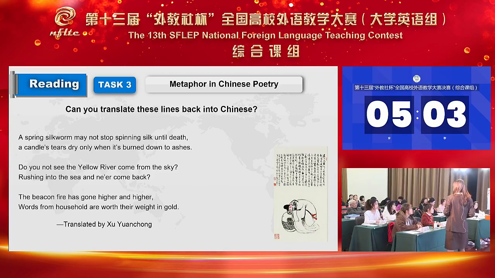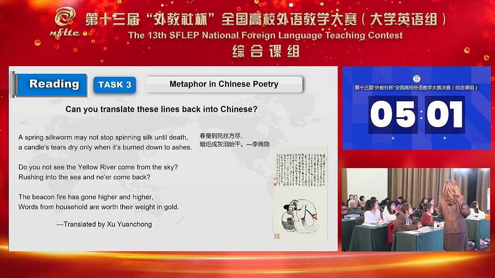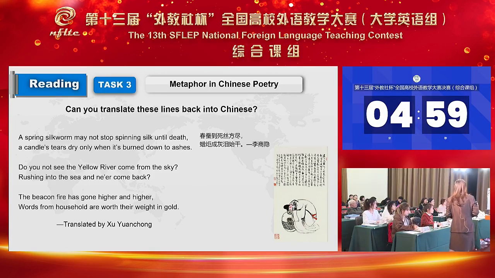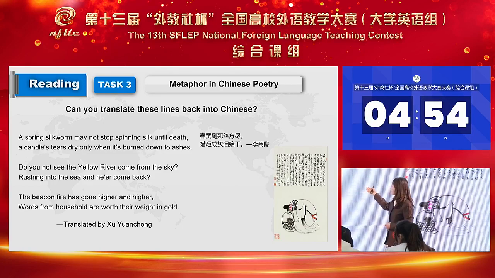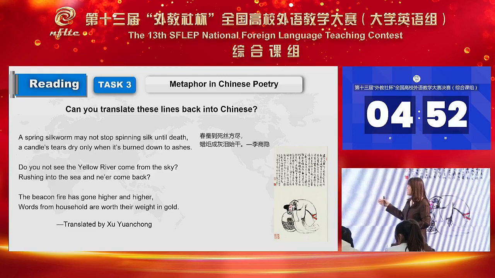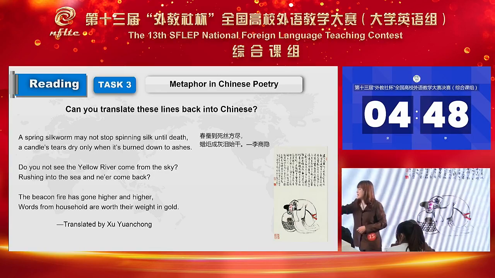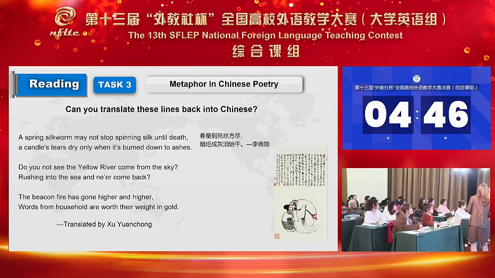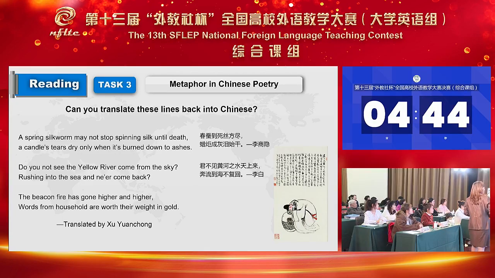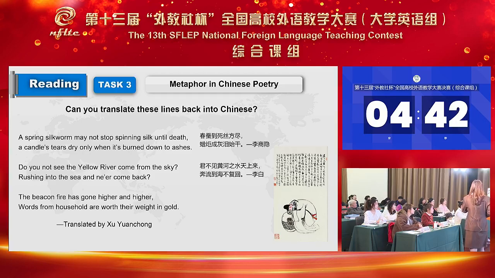Vivian? 春蚕到死丝方尽，蜡炬成灰泪始干。 Perfect, very good. The second, do you not see the Yellow River come from the sky, rushing into the sea and never come back? Who knows it? Please. 君不见黄河之水天上来，奔流到海不复回。 Perfect, right.